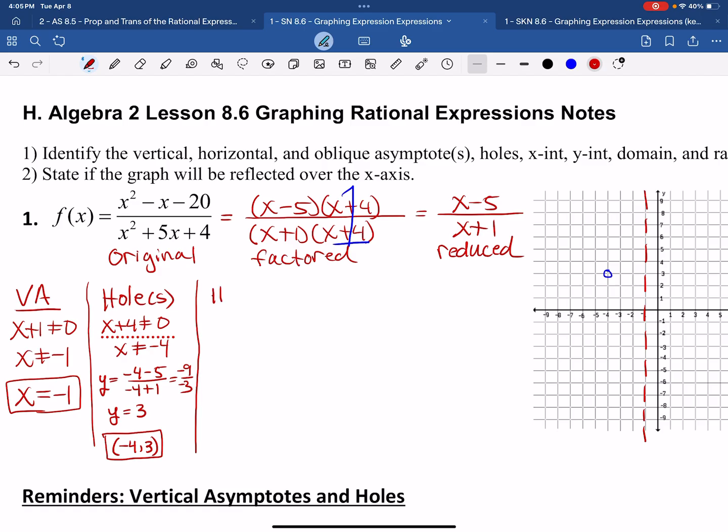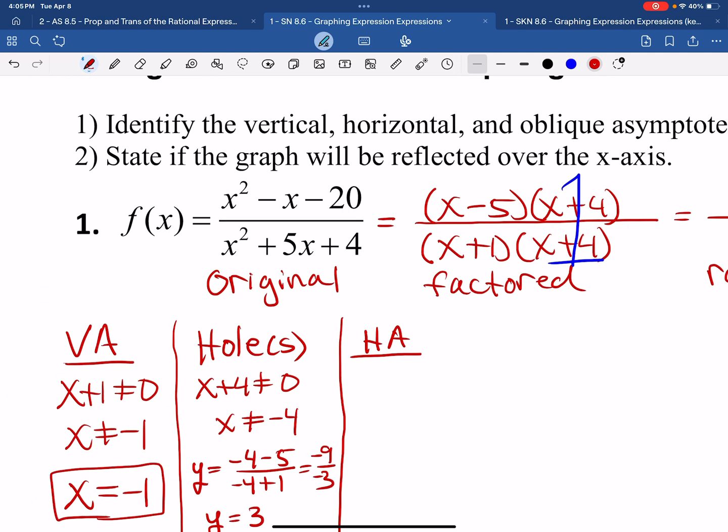So our horizontal asymptote tells us that we need to look at the degree. So we're going to come up here and circle this 2, and that is the degree of the numerator. And we're going to circle this 2, and that's the degree of the denominator. Now we have to compare them.